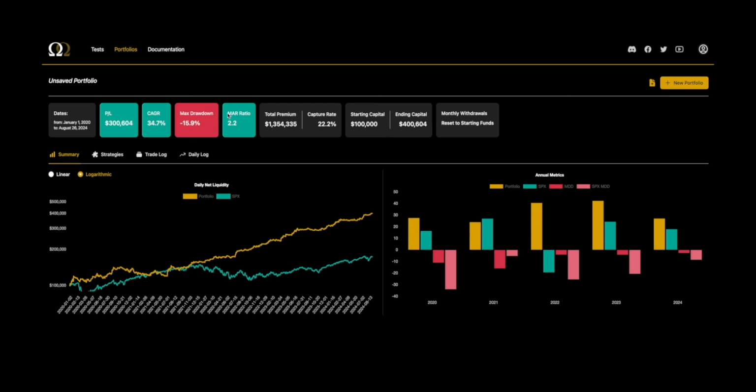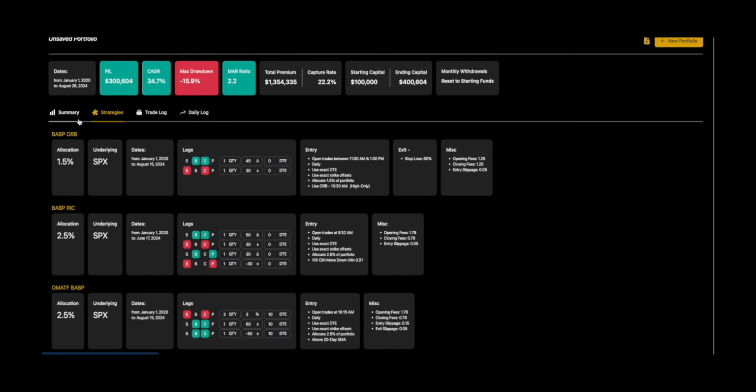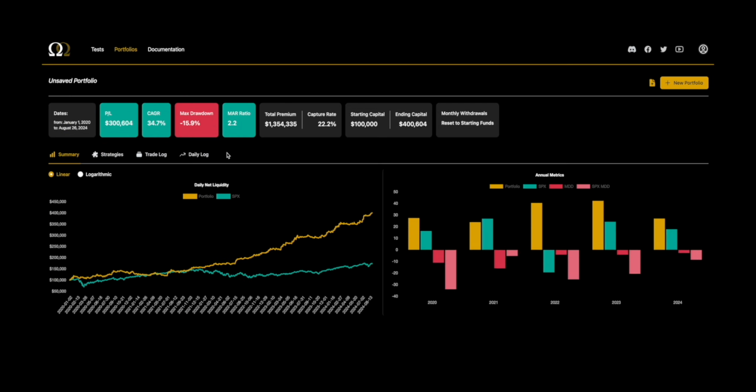And again, these numbers on here, the MAR, the CAGR, the max drawdown, I've said this so many times, they're just a function of the allocation size and the weighting. So you can play with this, but the capture rate of 22% is something that a lot of people would like to see. And what we've done is we've built a portfolio that is robust in several different market conditions.